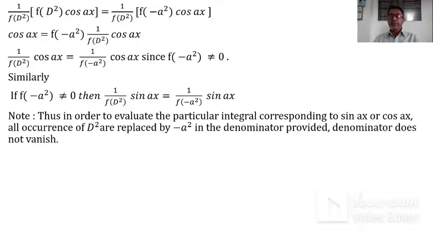If the denominator vanishes, then we want to see what happens. If we substitute D square by minus a square and the denominator vanishes, this means that D square plus a square is a factor of f of D. Then we want to see what is the effect of this inverse operator 1 upon D square plus a square on sin ax and cos ax. Our next theorem is this.